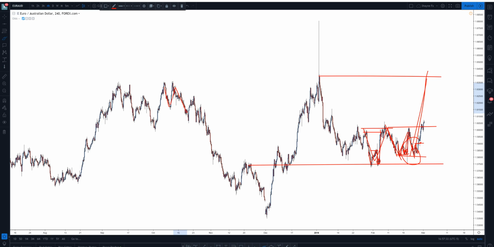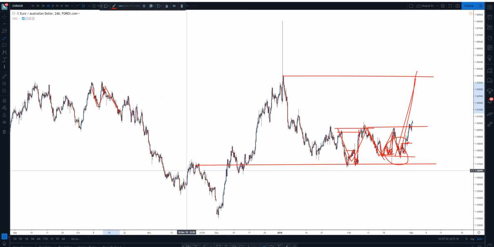Anybody else on another pair? If you guys have nothing to say, I don't know what to tell you guys. If you guys have nothing else to say, who's typing?